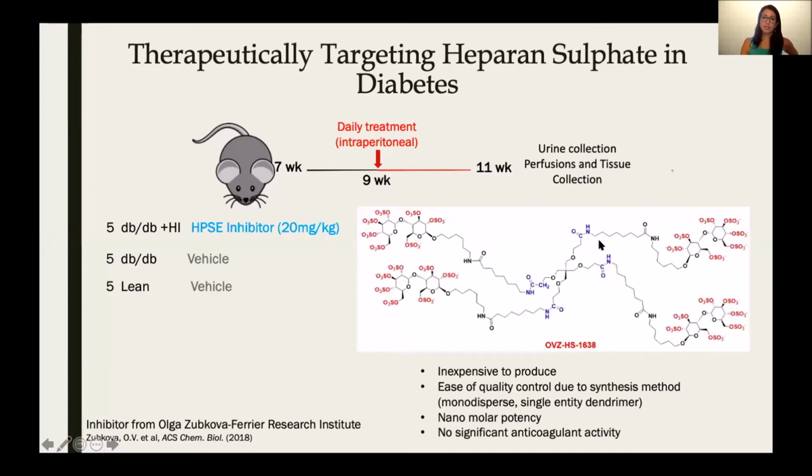As I mentioned, this is a novel heparanase inhibitor. The currently available inhibitors are all linear polymers, and this inhibitor is a dendrimer. So they have the added benefit that they're inexpensive to produce, and they're easier to quality control due to the synthesis method. This inhibitor specifically has also been shown to have nanomolar potency and no significant anticoagulant activity.